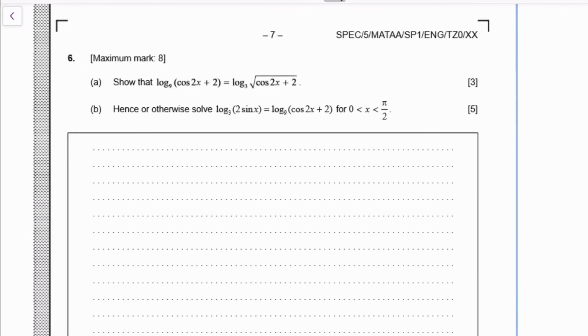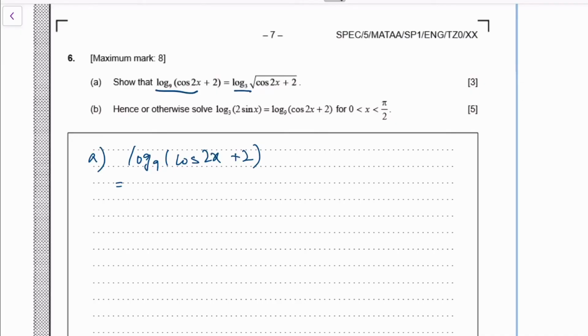Next. So again, this is a show question on log. So part A. So when you show, you start from the left-hand side. Okay, what should we do? Now the key is in the answer that they want you to show, the log have a different base. So it should be obvious that you should use the change base formula, which is in the formula booklet.